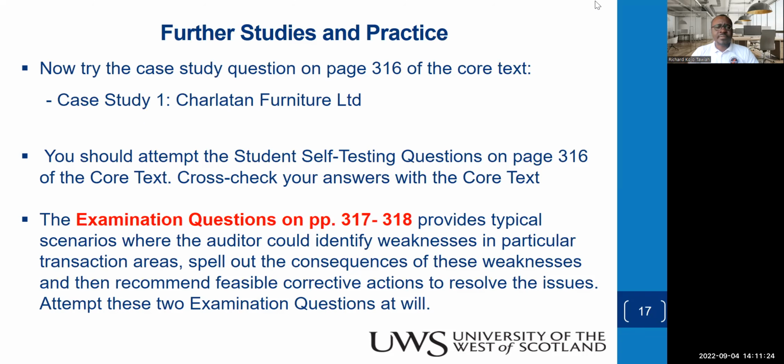I end here, friends. There's a quiz study on 316, Charlatan Furniture. Please take a look at it. Attempt the self-testing questions, and then there's an examination question I have clearly cited, 317 to 318. It is a typical scenario where auditors could identify the weakness in a particular transaction. They tell you the consequences of these weaknesses, and they recommend feasible corrective actions to resolve. Attempt these 2 questions at will.